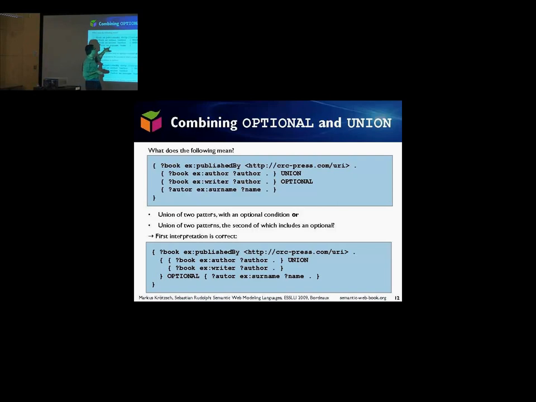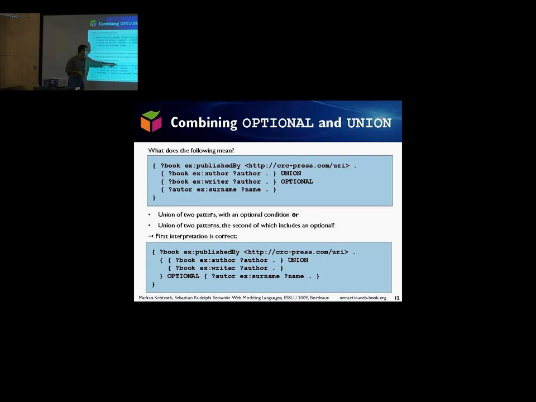It will try to find if it can find more information about the author, which is the surname information. If it cannot find it, it's fine. It will return back an empty result for that. If it can find it, then it will also include the surname information for that particular author. So if you have to write it more clearly, then this is the more clear way of writing this particular information.